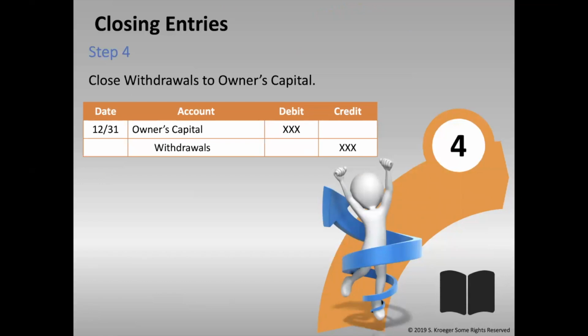This is what that journal entry would look like. Owner's capital gets the debit, withdrawals gets the credit.